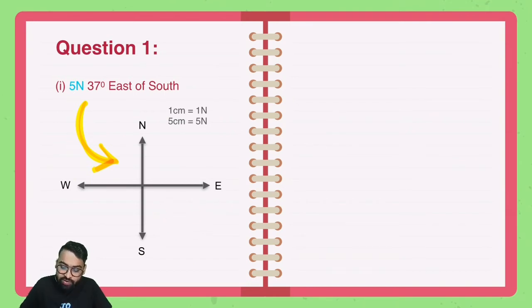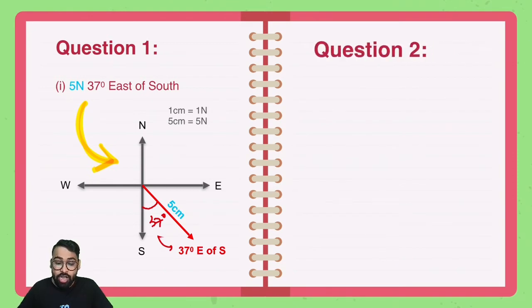So let's draw a vector. We've drawn the vector 5 centimeter. And now if I want to mark an angle, if it is east of south, this angle should be 37 degree east of south. Similarly, if I have a question 2, I am set to draw 2 meter per second 30 degree west of north.